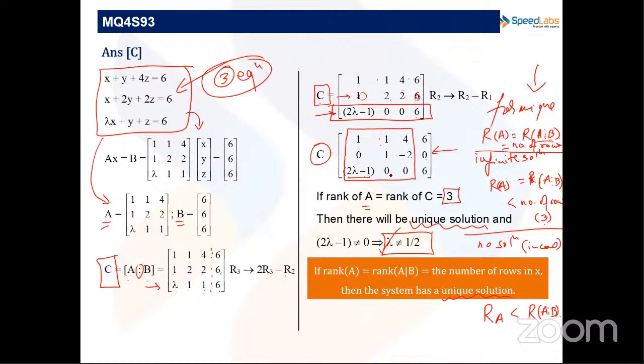So for this to have rank 3, this quantity should be non-zero. So 2 lambda minus 1 should be non-zero. So 2 lambda minus 1 is not equal to 0. So lambda is not equal to 1 by 2. To check for C, obviously this is a non-zero determinant value. So if this is a non-zero determinant value, then we can see that C is already having rank 3, irrespective of the value of lambda. But A will have rank 3 only if lambda is not equal to 1 by 2. Got it?